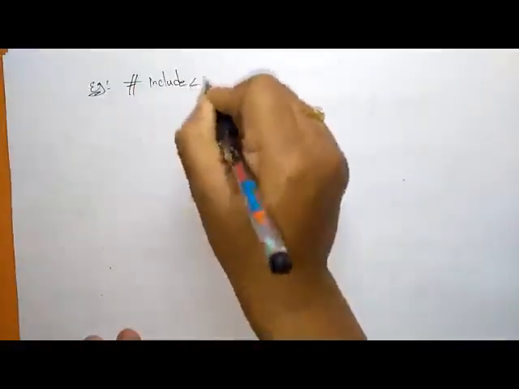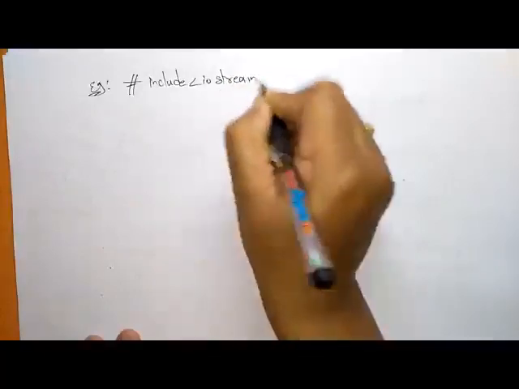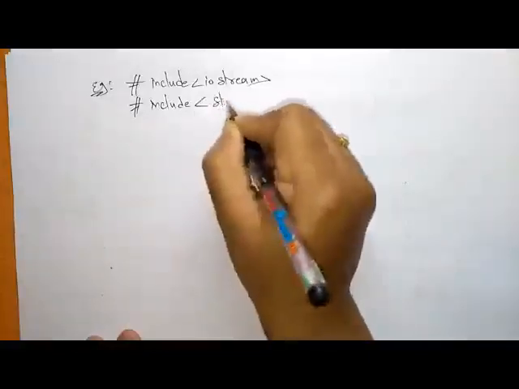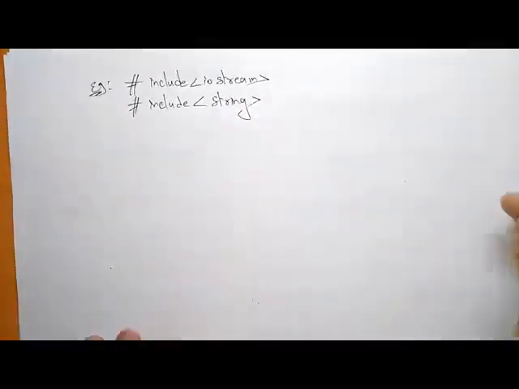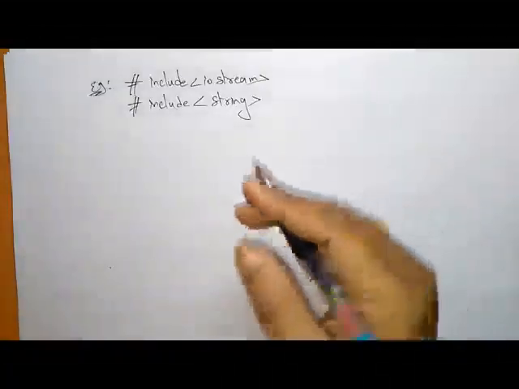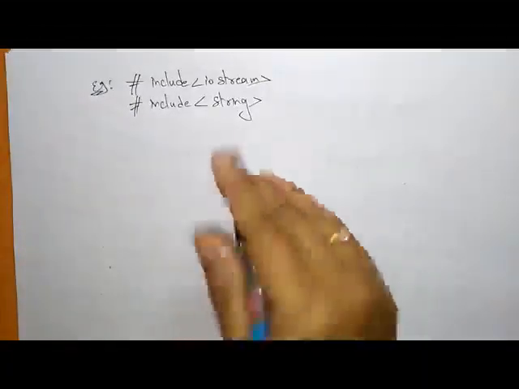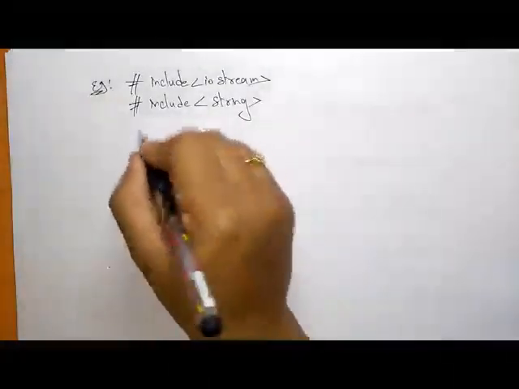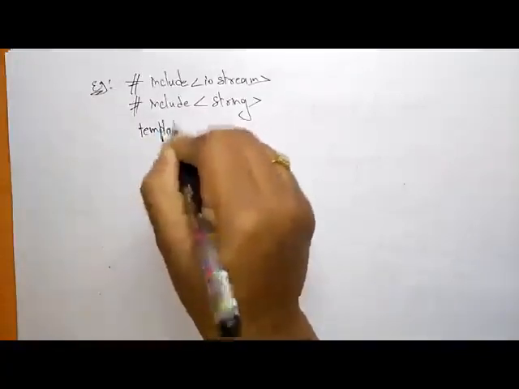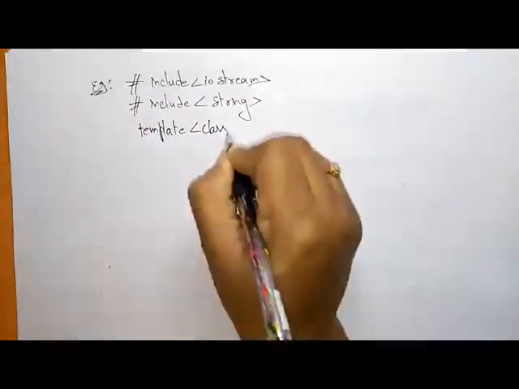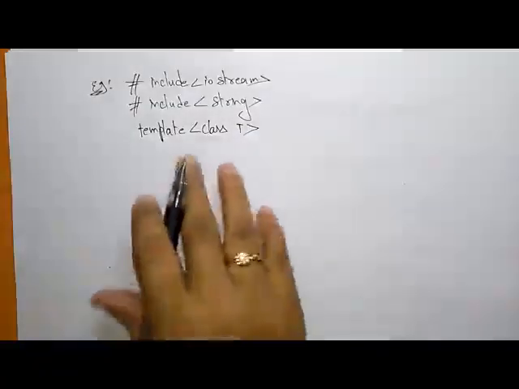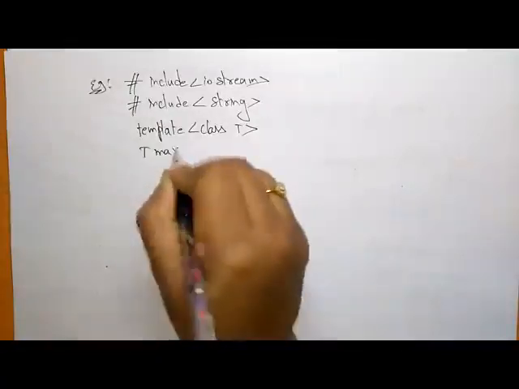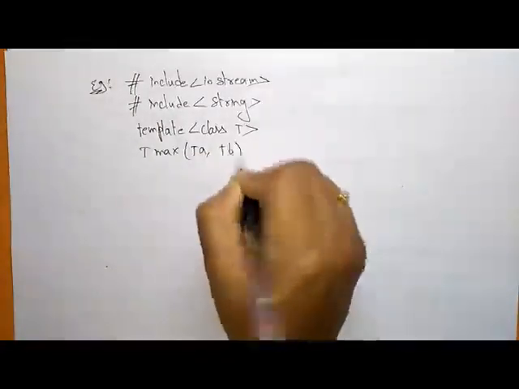#include <iostream>. So #include, I'm using the string predefined functions also, because in the header files here I'm using strings. So I'm declaring it as include string. Now I'm writing the template class T. So this is a class T. So T maximum, T a, T b.